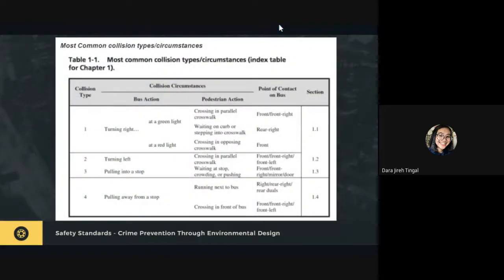I will just add to the collision types, and I'll make some recommendations based on the research on how to prevent those collision types.